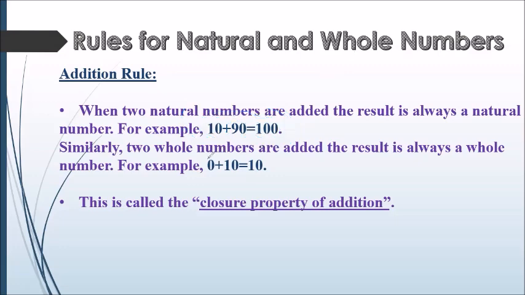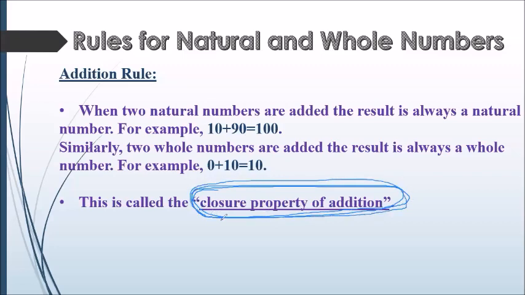Now similarly, if you look at the second example, this one here, you are adding two whole numbers. 0 is a whole number, 10 is also a whole number. So the answer is coming 10. That is also a whole number. So this is called the closure property. What it is called? Closure property of addition. Now you have to remember this name, because we are going to use this name of property in our lecture today many times.